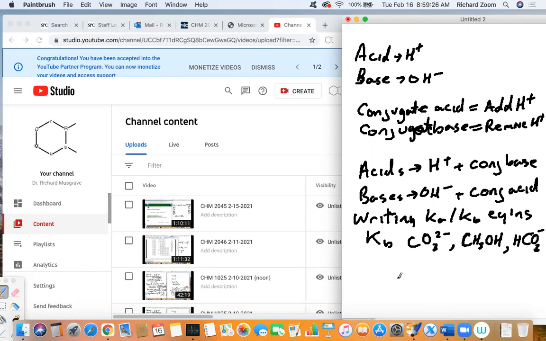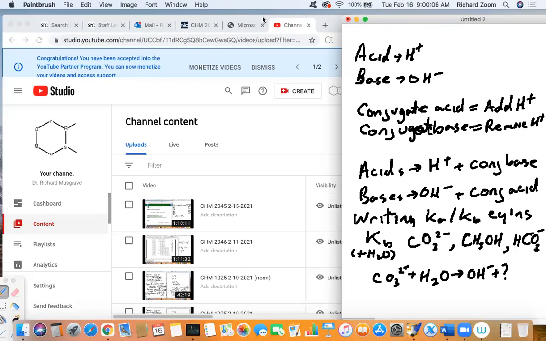Now remember, with Kb, we always have to use plus H2O, because that's the only way we can get the OH minus into our equation. With the Ka, I had the choice of using plus H2O or not. I chose not to last time. But let's look at this one. CO3 2 minus plus H2O. We know we're going to get OH minus. So CO3 2 minus gives H2O plus OH minus plus question mark.